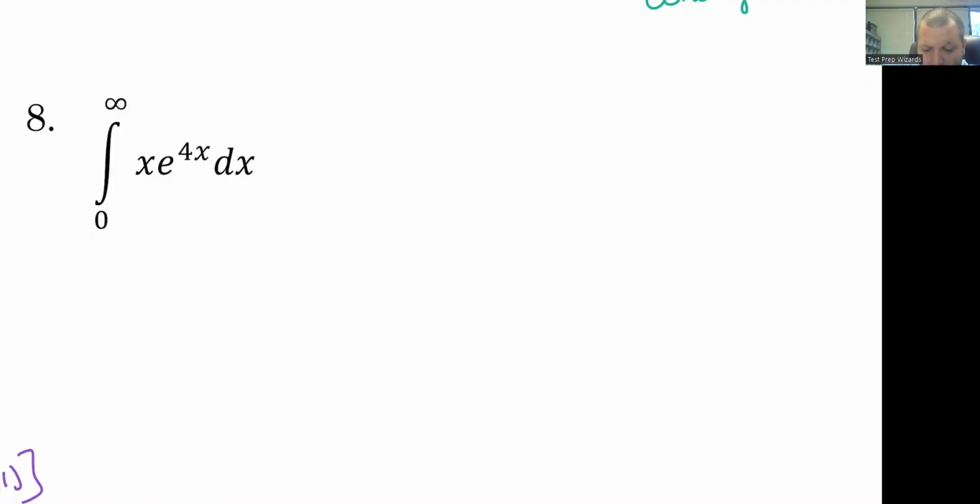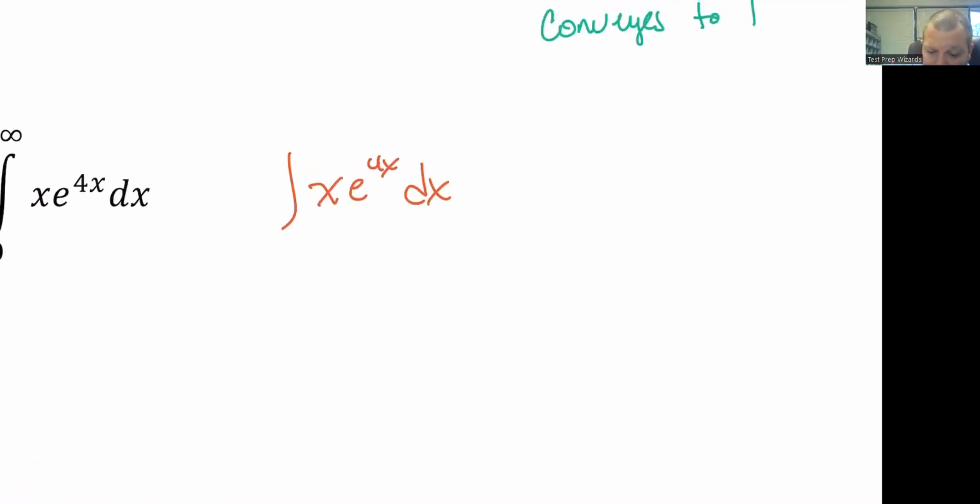So let me look at the integral first, right? x e to the 4x, right? This is a good candidate for column integration, if you're a fan of that. If not, let's make u equal to x and dv equal to e to the 4x dx. So this means that du is just going to be dx, and this means that v is going to be 1/4 e to the 4x.